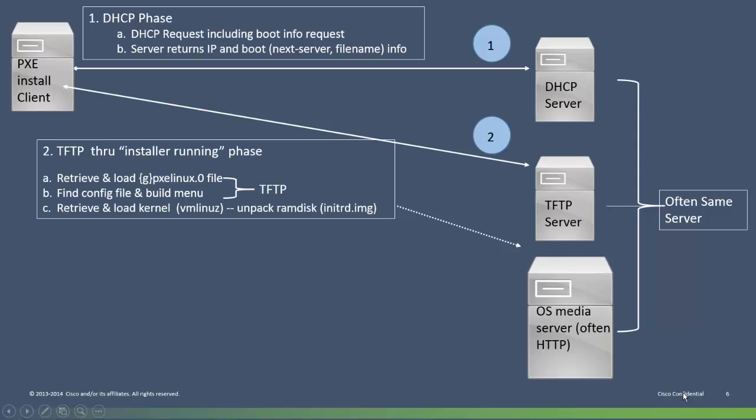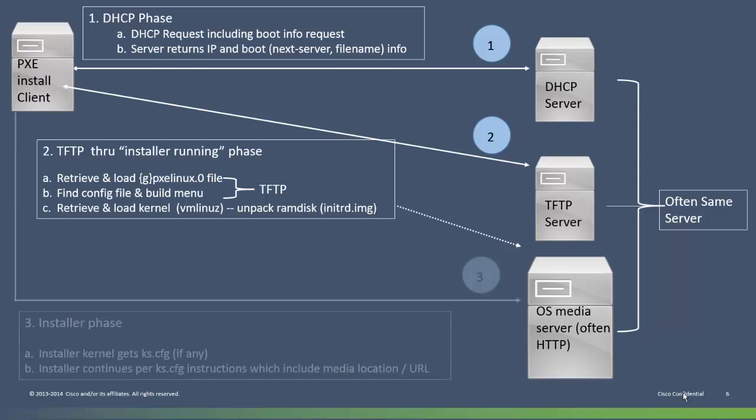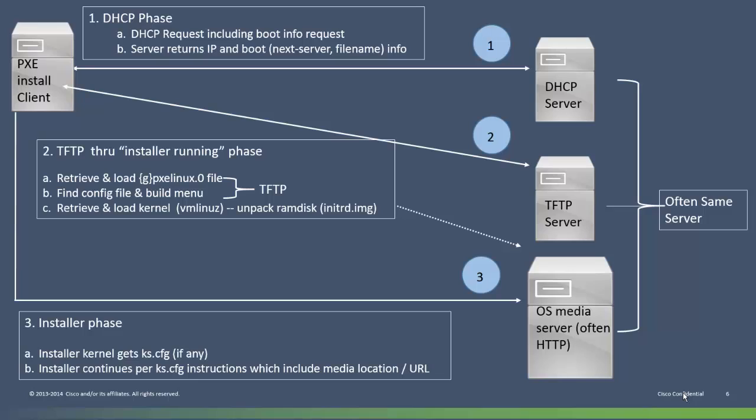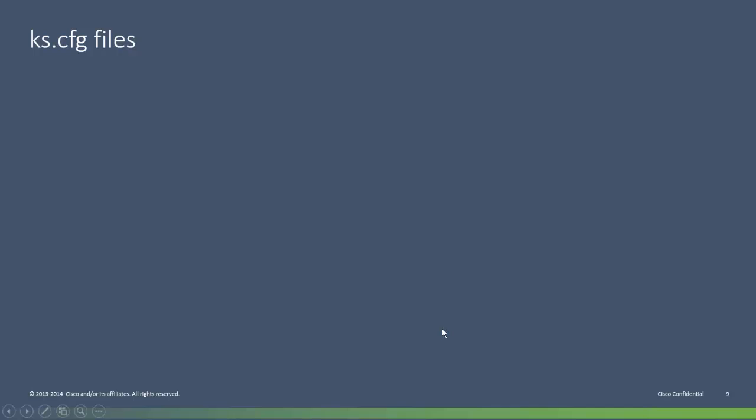Finally, back on this diagram, finishing our story for phase three. The Linux installer OS is running. We saw how the config file from phase two pointed to a kickstart config file, which will have instructions about how to do all the hands-off install, including pointing to the OS media, and the installer OS will continue and actually do the install. The last bit of configuration that we're going to look at are the kickstart config files.